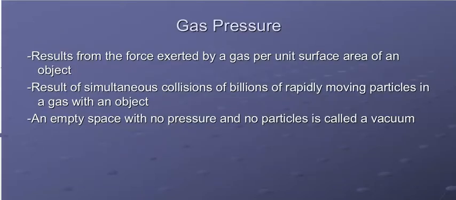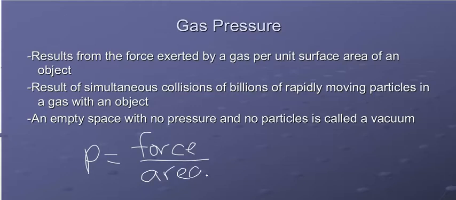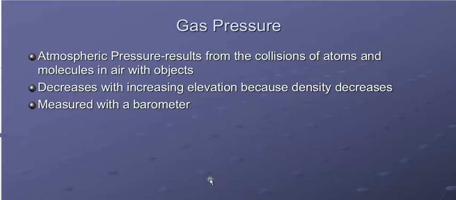Gas pressure. Pressure is defined as the force exerted per unit area. So pressure is force over area. Now, gas pressure is the result of collisions of billions of rapidly moving particles in a gas with an object. Atmospheric pressure results from the collisions of atoms and molecules in air with objects. I like to think of atmospheric pressure as the pressure that is pushing downward on us.